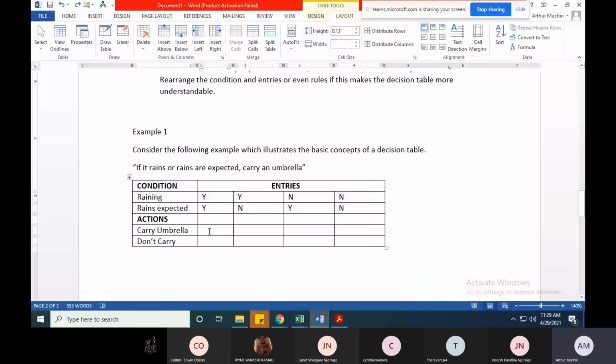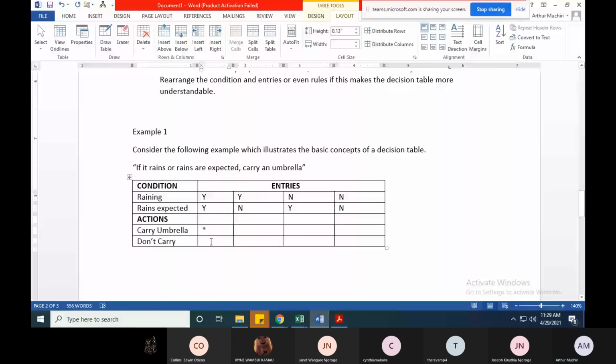There is no confusion, there is no contradiction. So this day you can carry an umbrella. Whereas for this one, don't carry an umbrella, you're not going to put in. You can actually put a dash there. So on this day you can carry an umbrella.